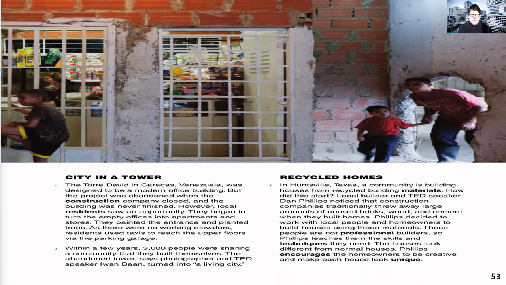Recycled homes. In Huntsville, Texas, a community is building houses from recycled building materials. How did this start? Local builder and TED speaker Dan Phillips noticed that construction companies traditionally threw away large amounts of unused bricks, wood, and cement when they built homes. Phillips decided to work with local people and homeowners to build houses using these materials. These people are not professional builders, so Phillips teaches them the skills and techniques they need. The houses look different from normal houses. Phillips encourages the homeowners to be creative and make each house look unique.